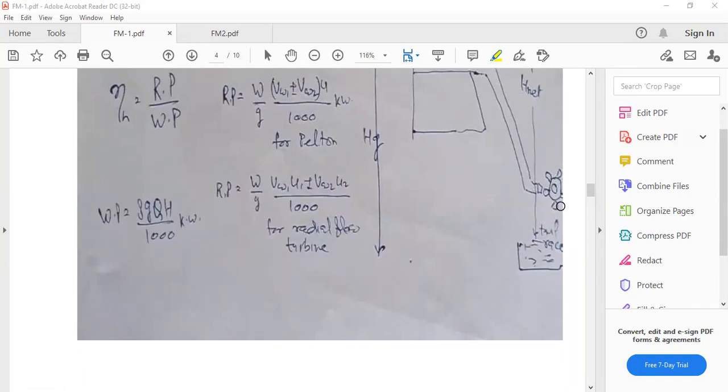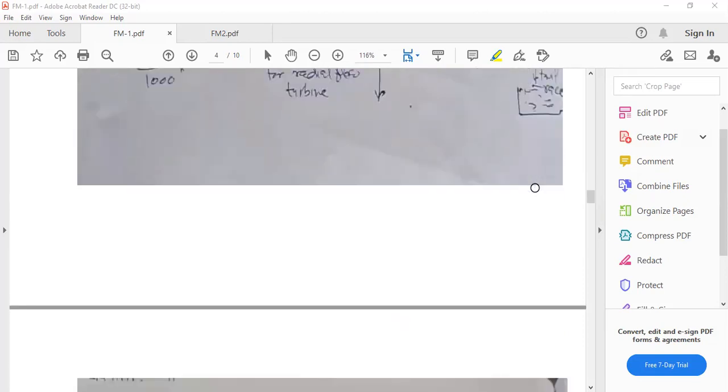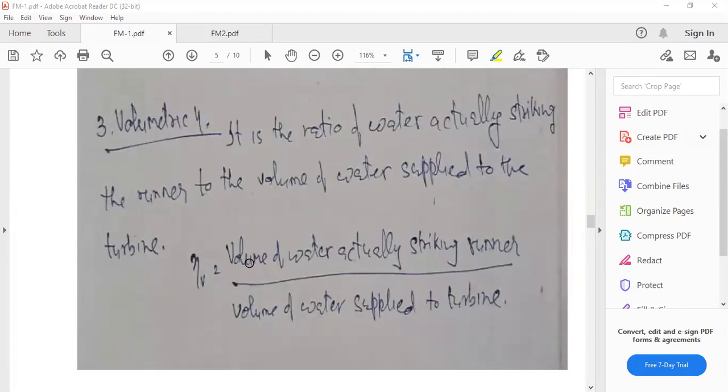This is RP. Okay, so the volume which is available here at the end of pipe doesn't reach the runner. Why? Because some of the water splits here and there. So the volume here is always less than the volume here. So the ratio of volume available at the runner of power to the volume available at the inlet of turbine is known as volumetric efficiency: volume of water actually striking the runner upon volume of water supplied to the turbine.